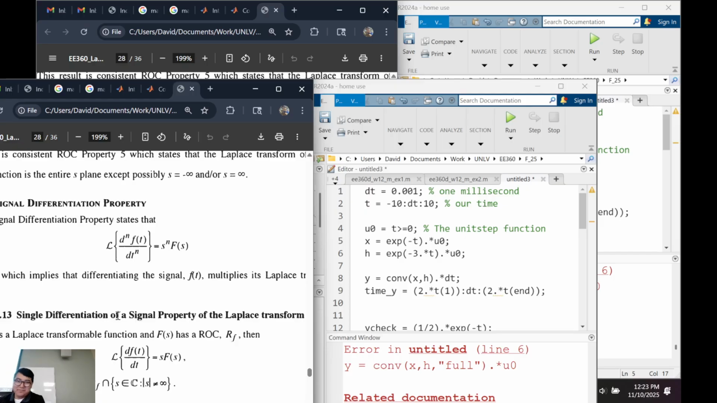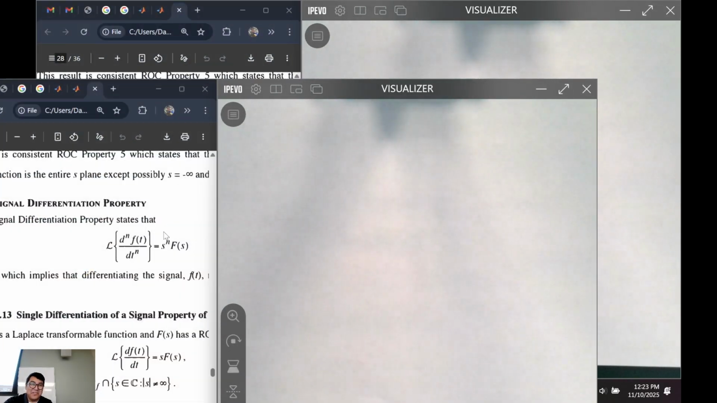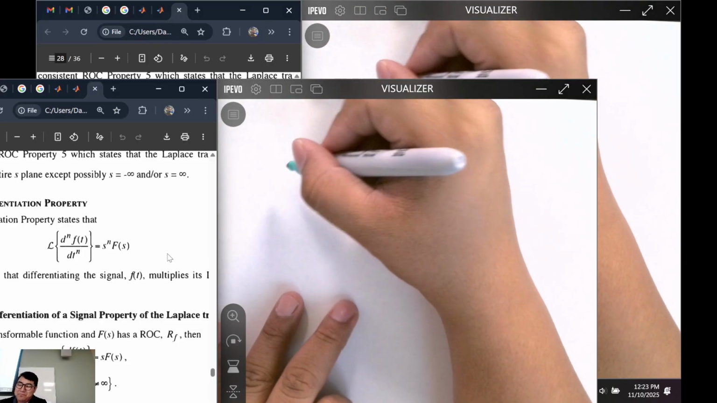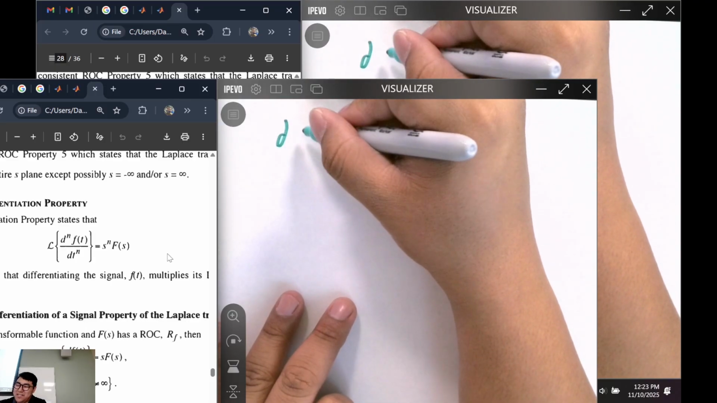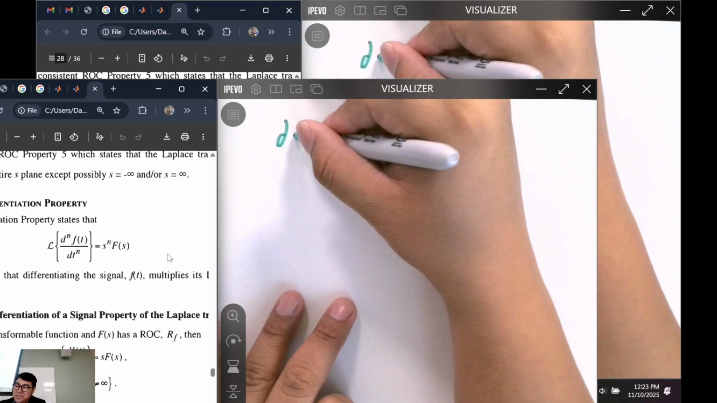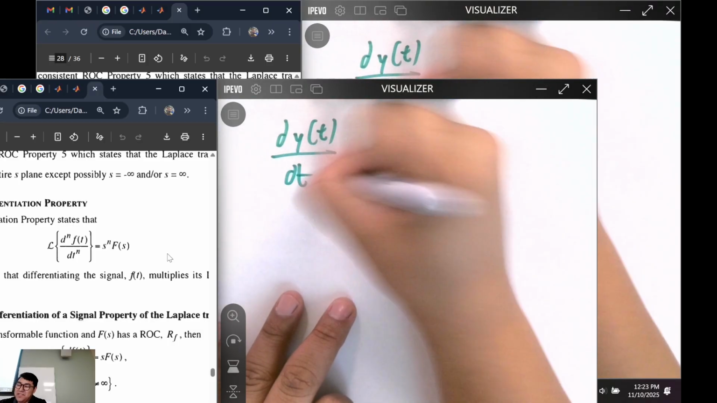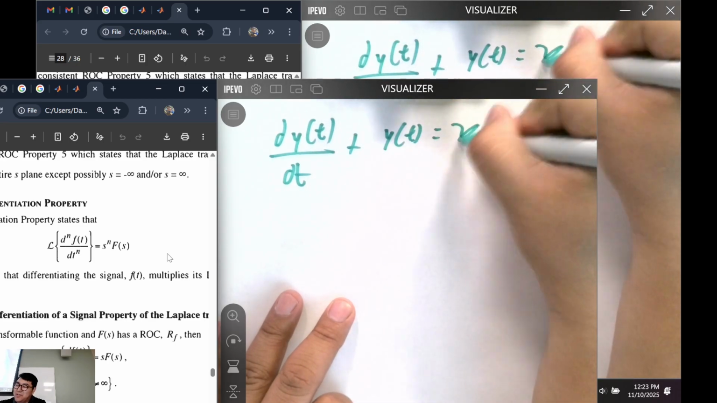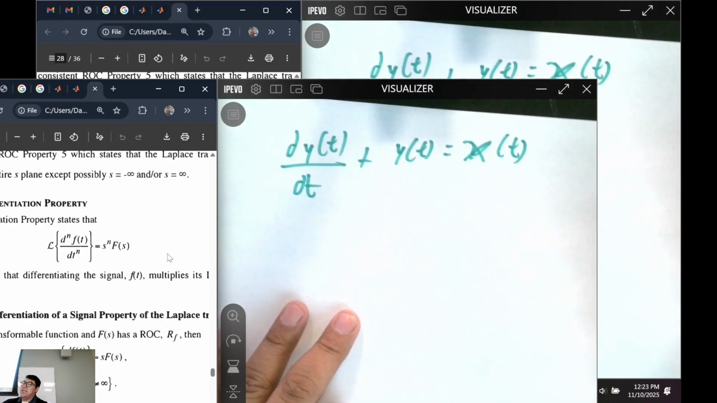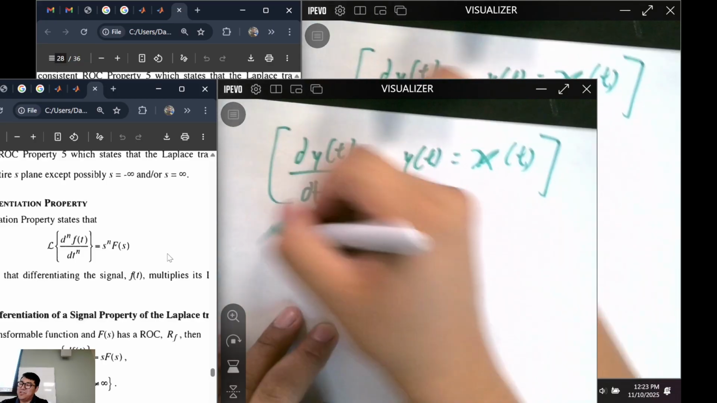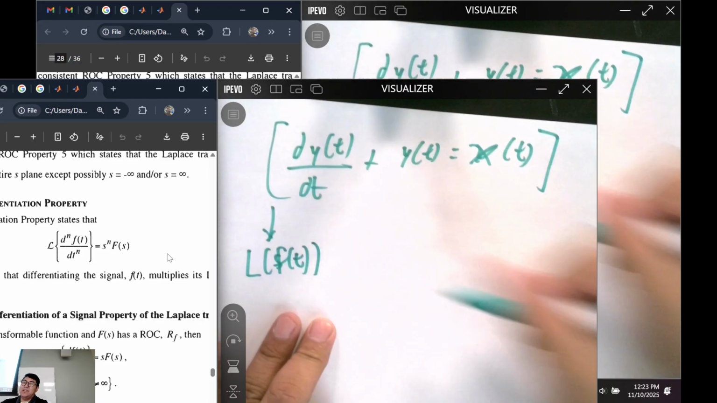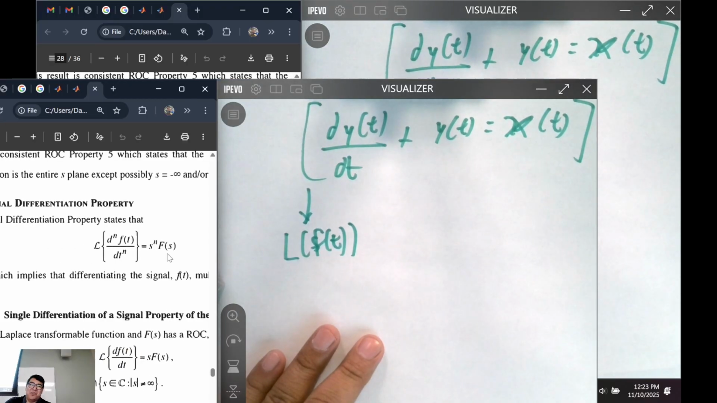Page 9. Let me show you this. Boom. So let's just say we have the function d of y of t over dt, plus y of t is equal to x of t, right? And then you got to put this all through a Laplace transform. So this right here is a good problem.